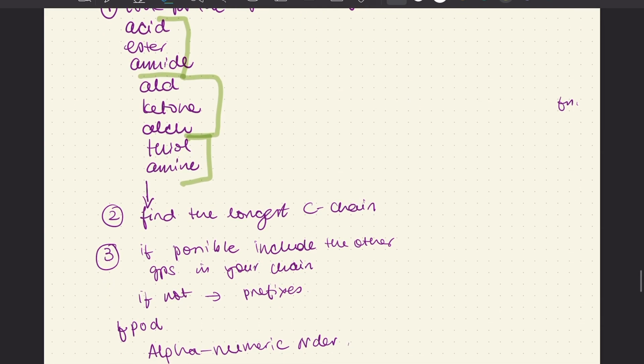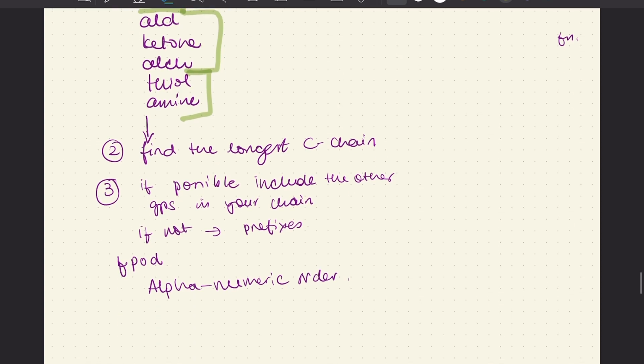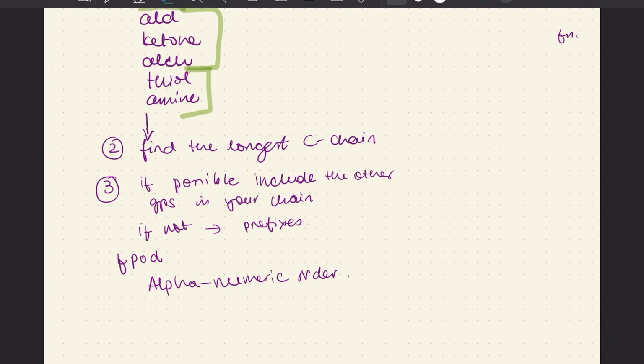Having figured out your highest priority functional group, you look for the longest carbon chain that contains your functional group. If possible, you include the other groups in your chain. If it's not possible, then those groups go by their prefixes. You then look for the first point of difference for all the other groups and you write the name in alphanumeric order, which means even if the number for say ethyl group is 4 and the number location for the methyl group is 2, you will write 4-ethyl, 2-methyl, simply because E comes before M.